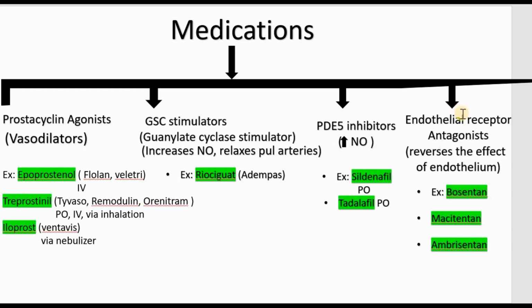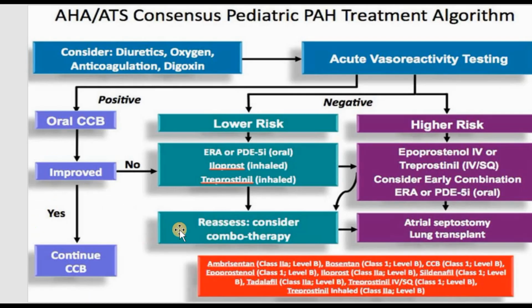The fourth advanced medicine includes endothelin receptor antagonists. It reverses the effect of endothelin, which has a vasoconstrictive effect. As it reverses the effect, vasodilation happens and the pulmonary artery pressure drops. Examples are bosentan, macitentan, and ambrisentan. Along with this medication, some of the patients need a combination therapy. That means more than one medicine is needed to treat pulmonary arterial hypertension.